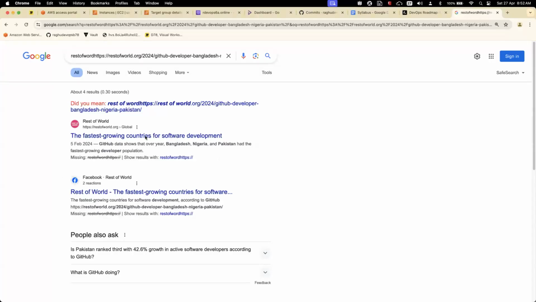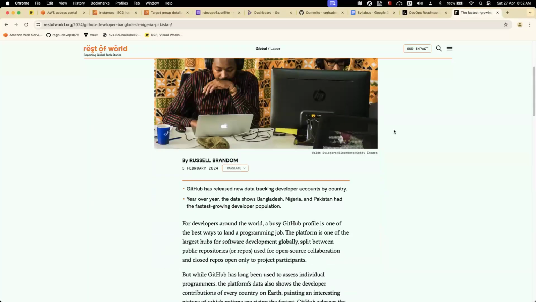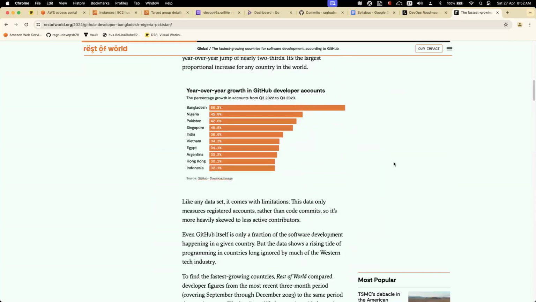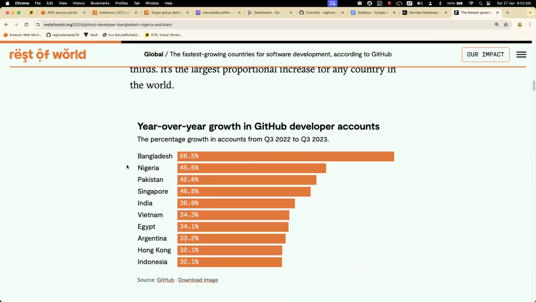So you can see this, the fastest growing countries of software development. As per 2023, GitHub released the data tracking the countries' developer numbers. You see the surprise, what's going on here? Our neighbor countries are doing well. Bangladesh 66%, Pakistan 42%, Singapore, not 7th place, this is 5th place, sorry.